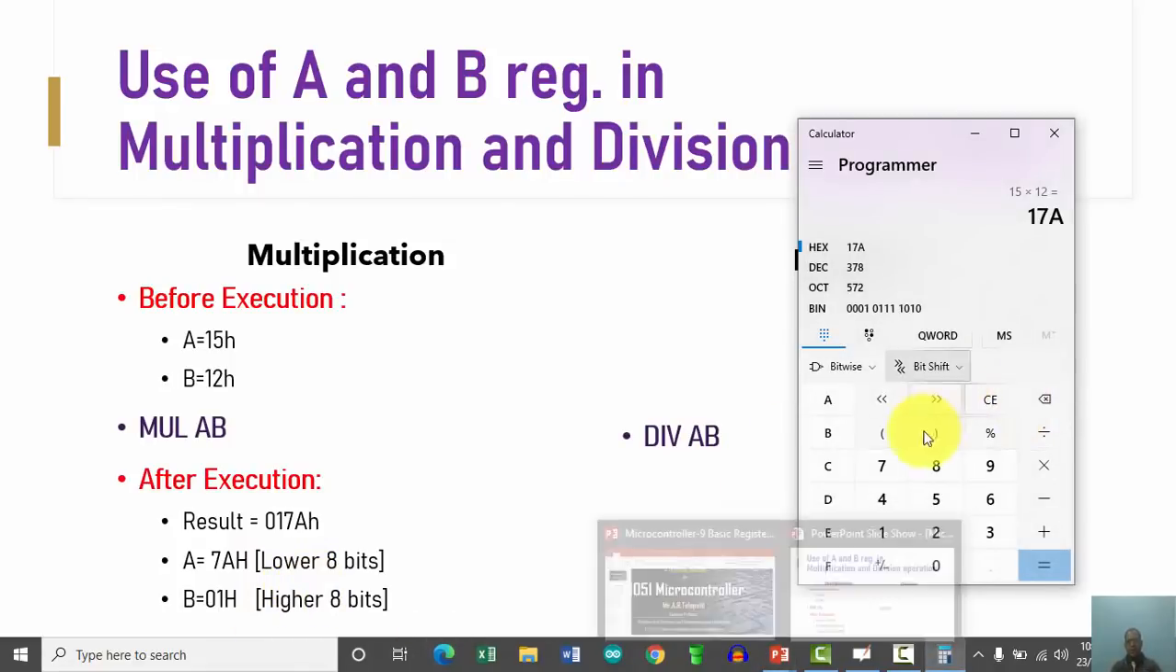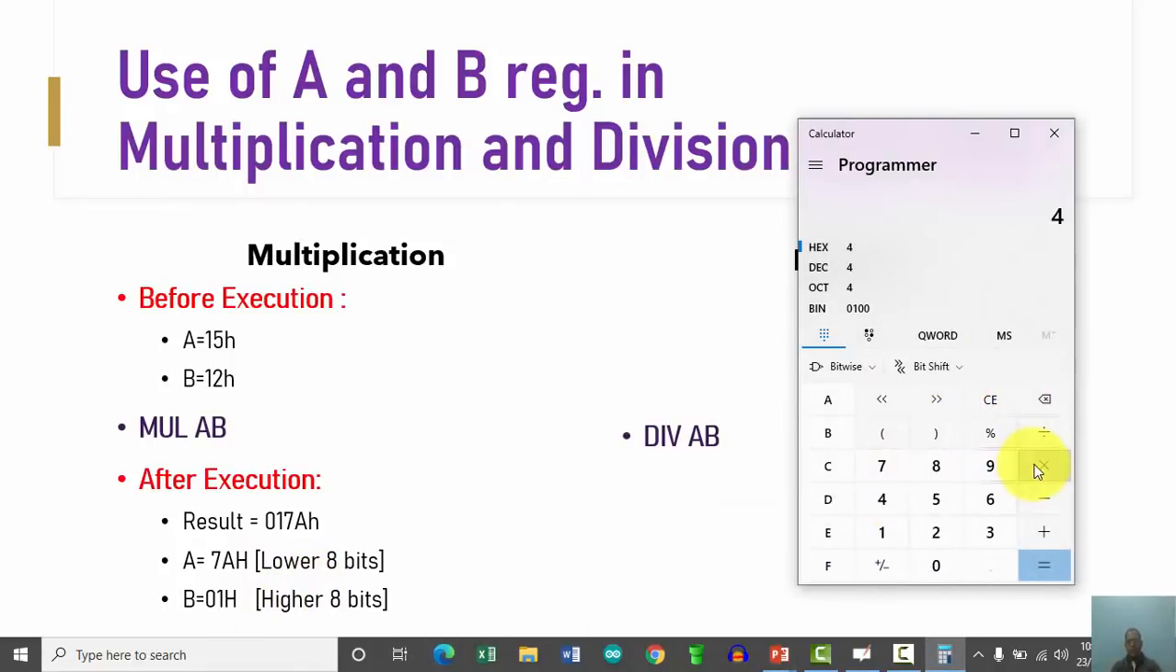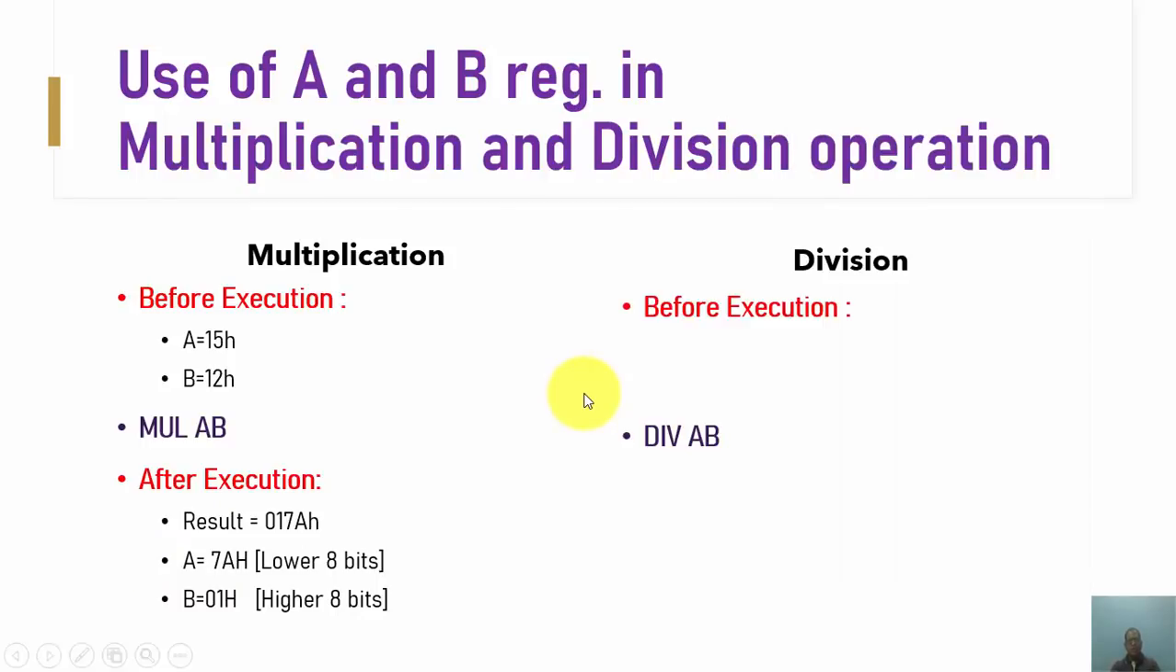Suppose I am going to perform 4 multiplied by 2. No doubt the result is what? Right now it's 8. But in the microcontroller it is treated as 0008, right? And the content of the accumulator will be 08, that is the lower 8 bits, and the content of the B register will be 00 after execution of the instruction.